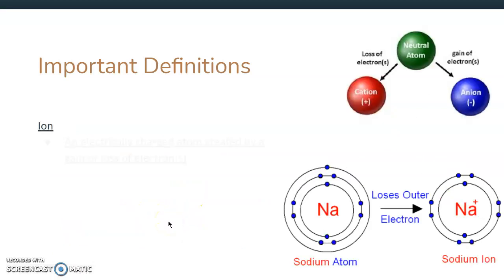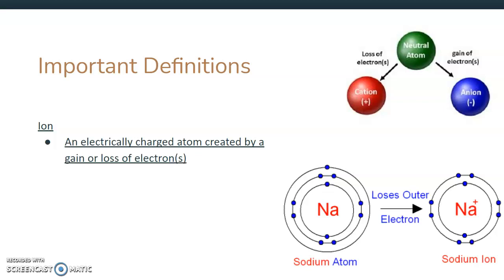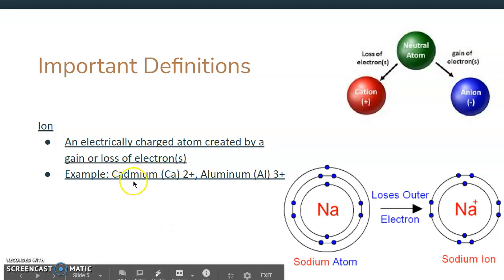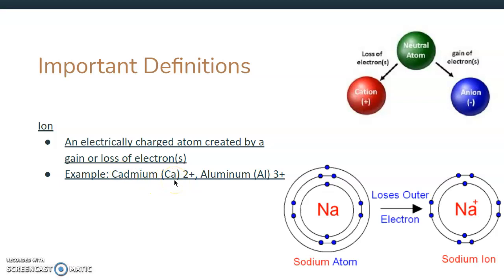We also have ions, and ions are really important. An ion is an electrically charged atom created by the gain or loss of electrons. For our examples, we have them written. Instead of writing our normal element, just calcium, we now have a charge next to it. It'll either be 2 plus, or maybe 1 minus, or 3 plus, depending on the charge.